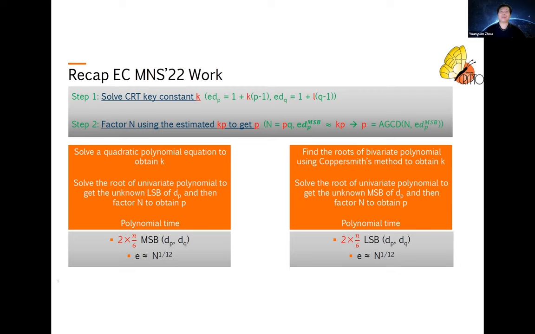And for the first step in the MSB case, it's very simple: just solve a quadratic polynomial equation to get the K constant K. But in the LSB case, they use the Coppersmith method to find the roots of a bivariate polynomial to get the K constant K. The second step of both MSB and LSB cases is very similar. It's just to perform the lattice basis reduction and then solve the root of a univariate polynomial to get the unknown parts of DP and then factor N. For both steps, for both cases, they can manage to do this in polynomial time.